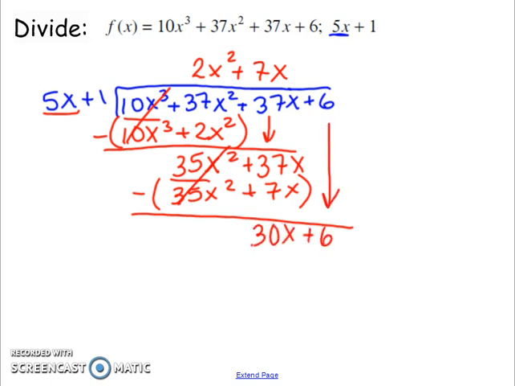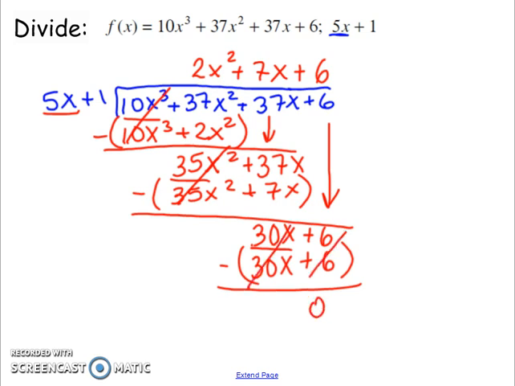Bring down the 6. I have a 5x. I want a 30x. So I need a 6. I multiply, I get 30x plus 6. I subtract it. Everything cancels. Remainder of 0. There is no remainder. So 2x squared plus 7x plus 6 would be my answer.